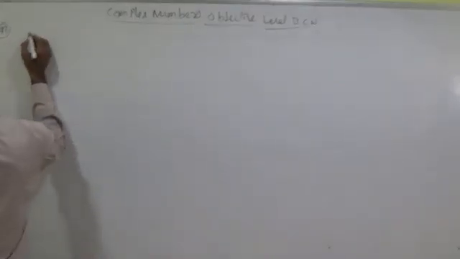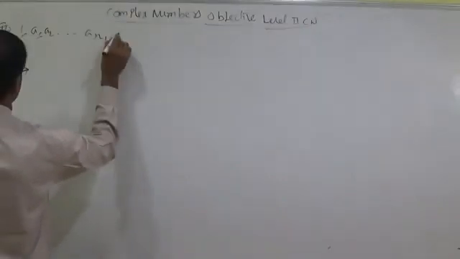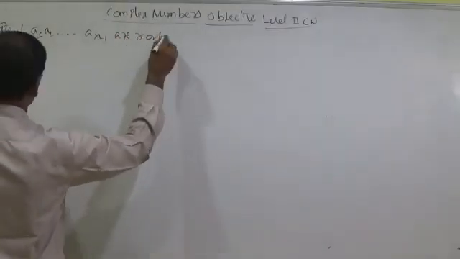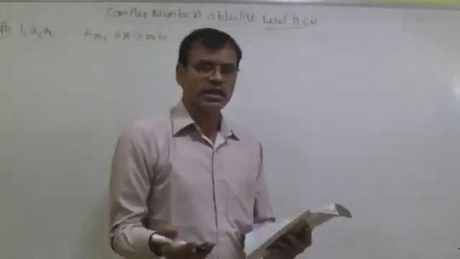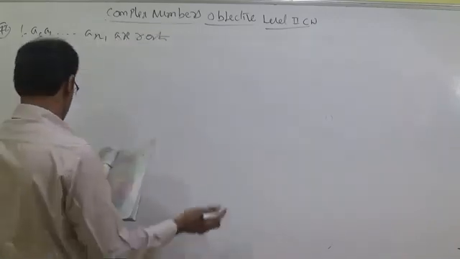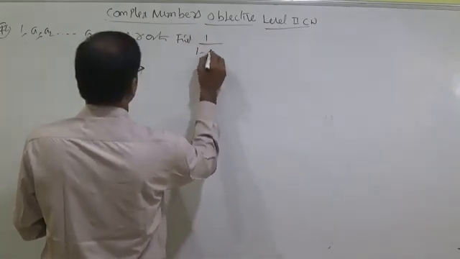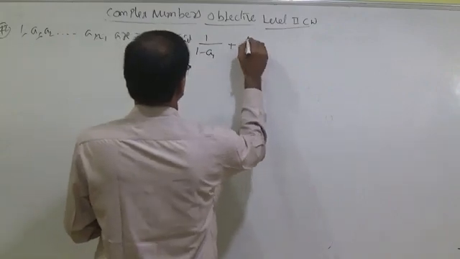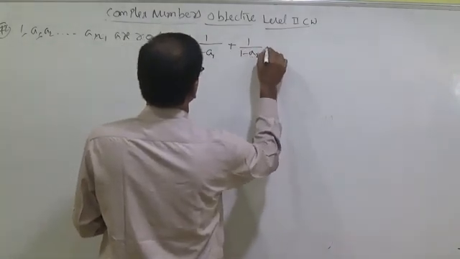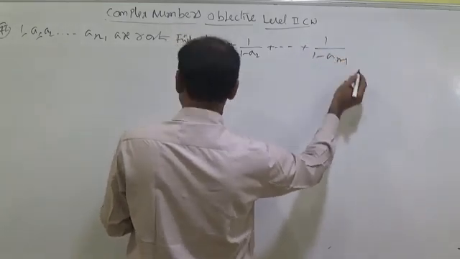Second question. 1, a1, a2, and so on, an minus 1 are the nth roots of unity. Of course, 1, omega, omega square, and so on, omega power n minus 1 concept. Then find 1 by 1 minus a1 plus 1 by 1 minus a2 plus so on until 1 by 1 minus an minus 1.